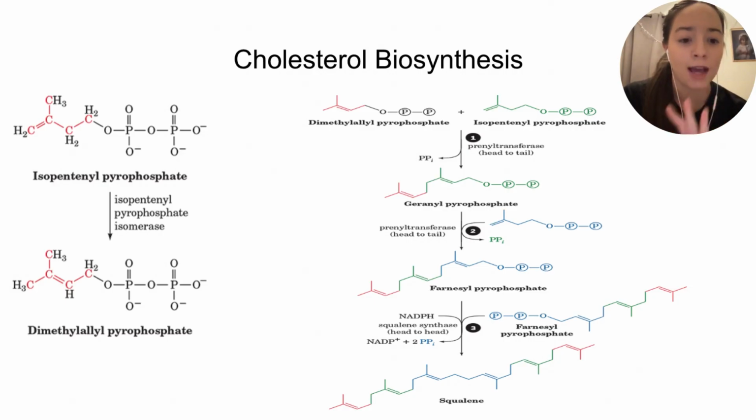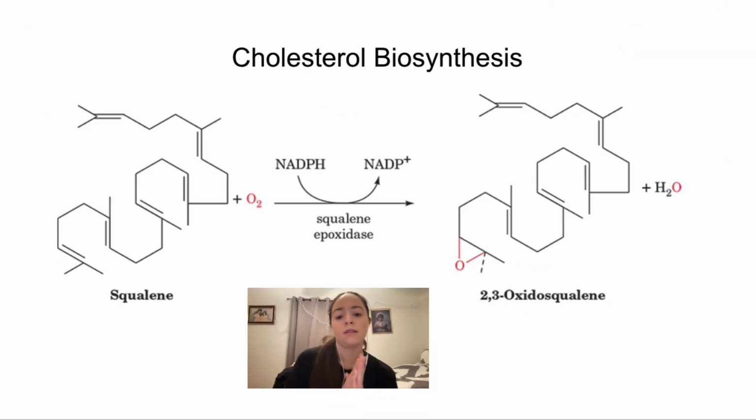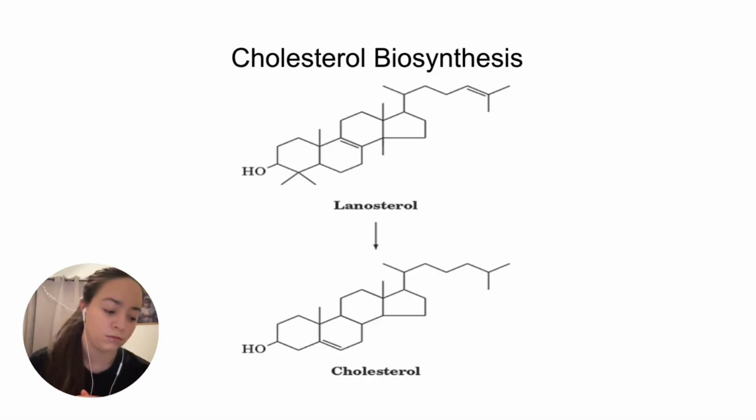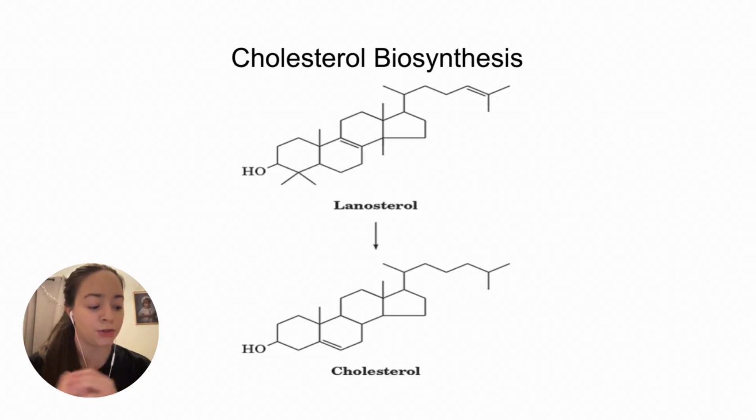However, 4 isopentenyl pyrophosphate molecules and 2 dimethylallyl pyrophosphate molecules are then condensed to form squalene in a series of 3 reactions. Then squalene is converted to 2,3-oxidosqualene with the help of squalene epoxidase. 2,3-oxidosqualene is converted to lanosterol with the help of oxidosqualene cyclase. And then lanosterol is converted to cholesterol in a series of 19 steps.